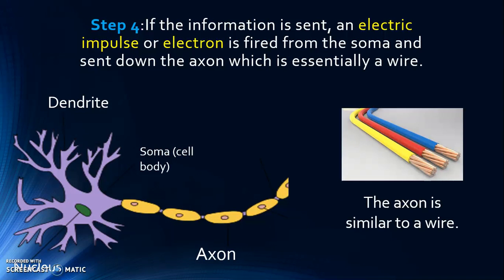Step 4. If the information is sent, an electric impulse or electron is fired from the soma and sent down the axon, which is essentially a wire. Here you can see the electrical impulse leaving the cell body or soma and traveling down the axon. The axon is similar to a wire.